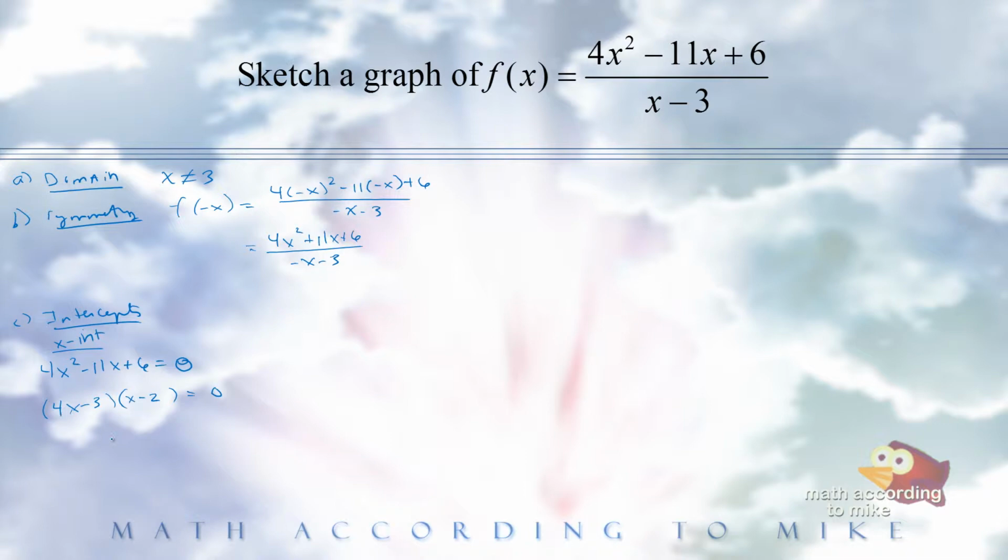That works. 4x minus 3, x minus 2. So we get x to be 3/4, x to be 2. Notice these are both x-intercepts because these numbers are in our domain. Remember to check that. We're going to have a y-intercept because the number 0 is in our domain.